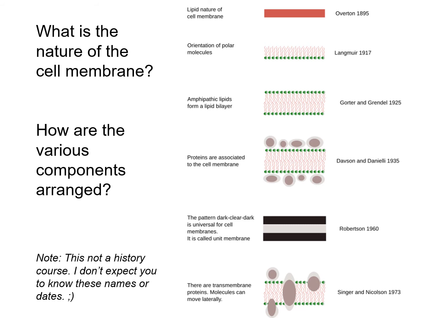In 1973, Singer and Nicholson came up with a model that pleased everyone, and it made a lot of sense. So they were able to show that the proteins and phospholipids and so on that people had collected from these membranes fit together with the proteins embedded into the membrane. And there are some peripheral proteins as well that are attached to the outside.